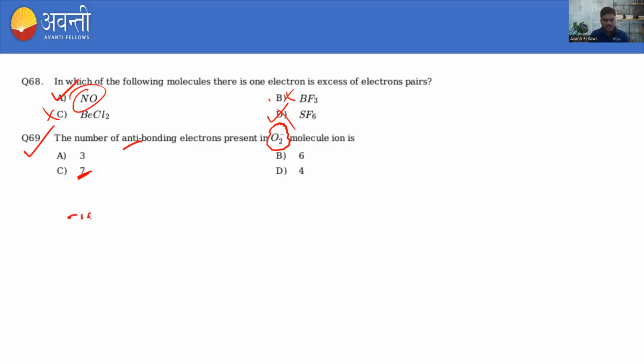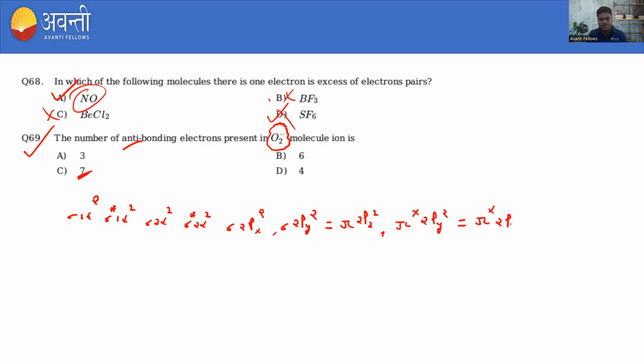This is nothing but sigma 1s2, sigma star 1s2, sigma 2s2, sigma star 2s2, sigma 2p x2, pi 2p y2, and pi 2p z2. Now we have pi star 2p y2 and pi star 2p z1. Okay. So this is how you calculate.